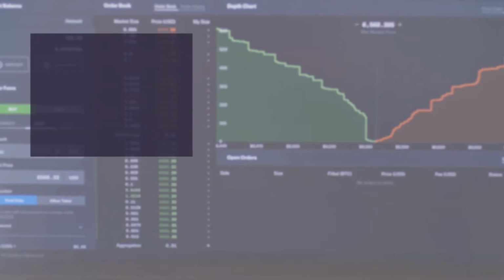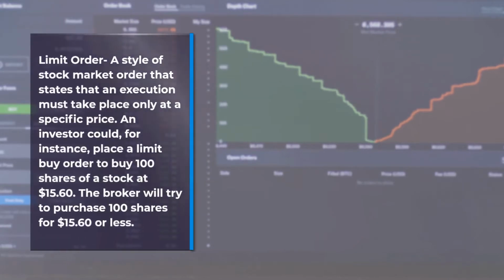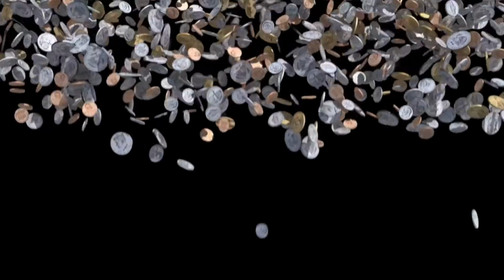Limit order. A style of stock market order that states that an execution must take place only at a specific price. An investor could, for instance, place a limit buy order to buy 100 shares of a stock at $15.60. The broker will try to purchase 100 shares for $15.60 or less.